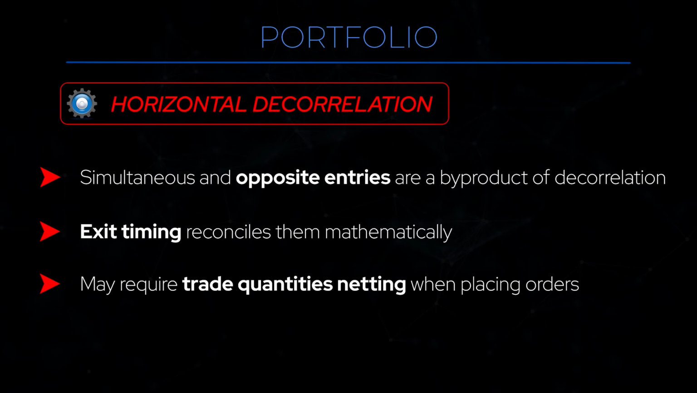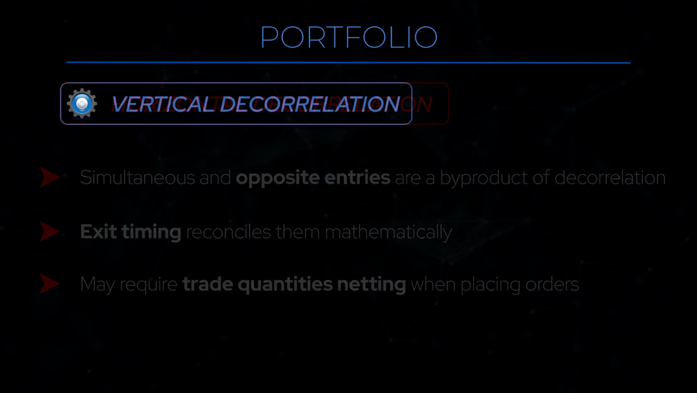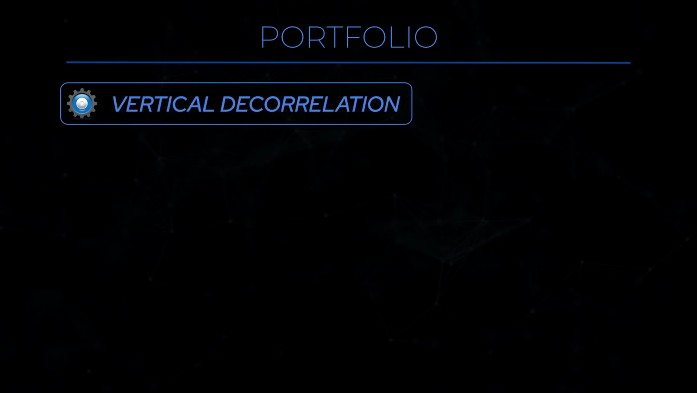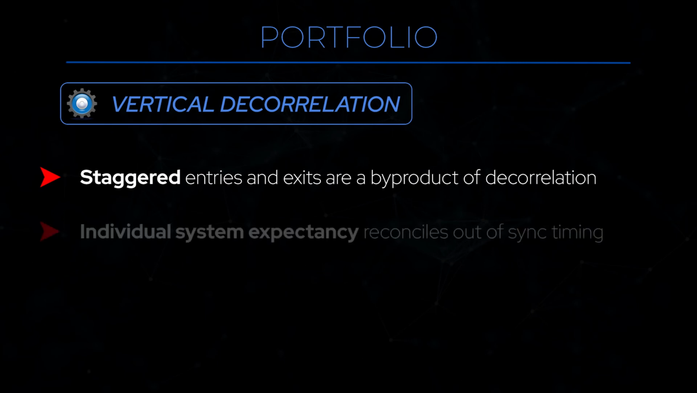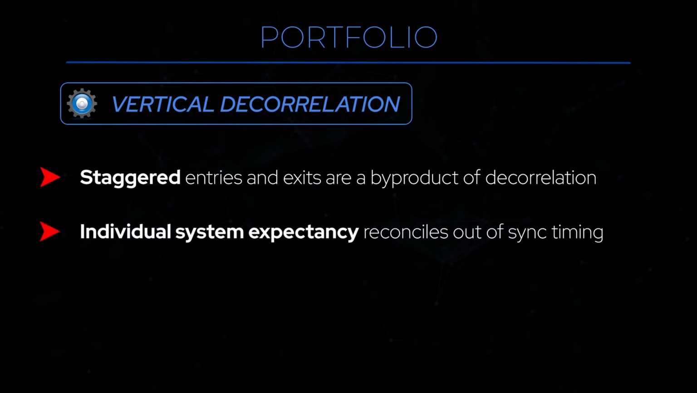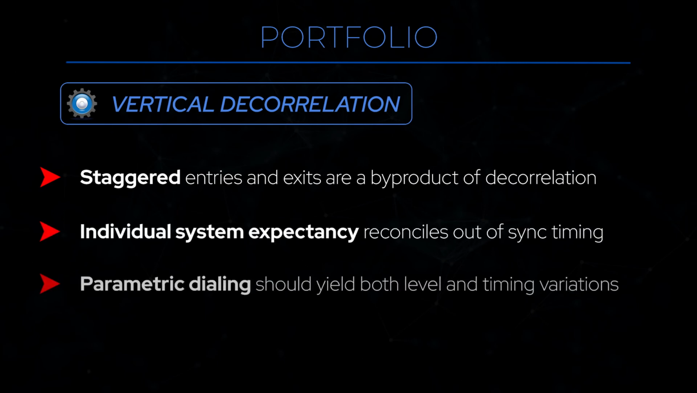Now, another way entries and exits are balanced to complement a portfolio is through the implementation of vertical decorrelation, a concept yet again described in the video that I just mentioned. By building variations of the same system using parametric dialing, staggered entries and exits will become the byproduct of your efforts to decorrelate. So variations of the same system will yield slightly unsynchronized entries and exits, whether that is in terms of time or price levels, all of which will in turn enhance the overall decorrelation and the risk-adjusted performance of your portfolio.